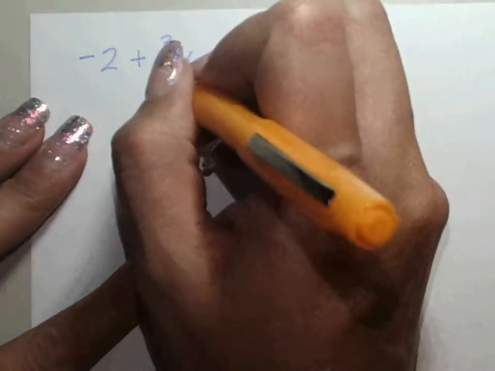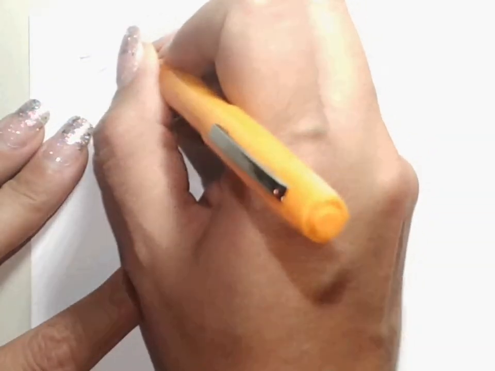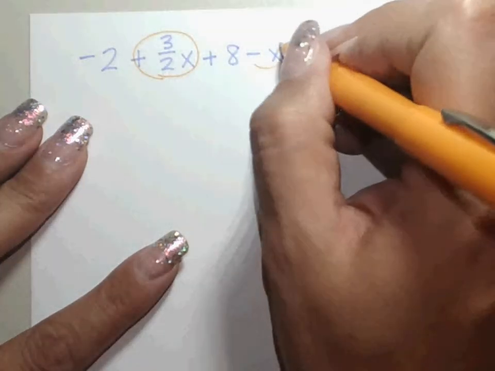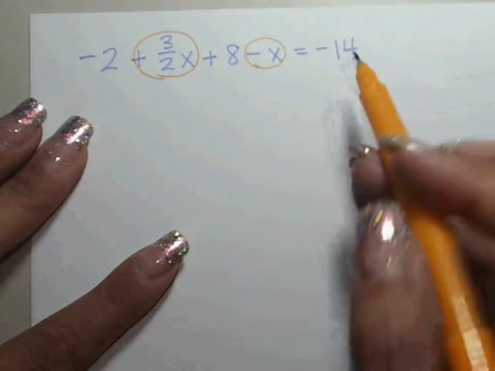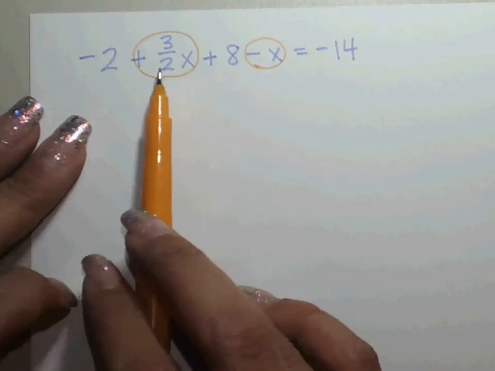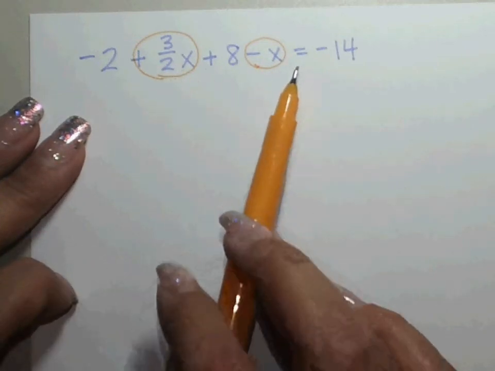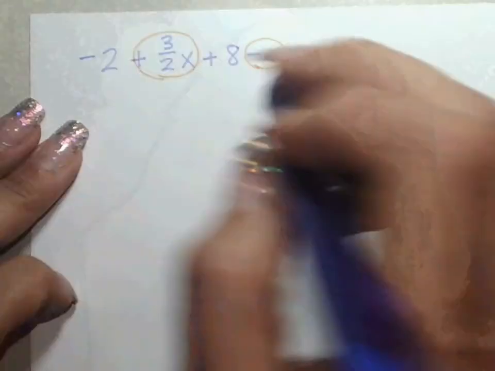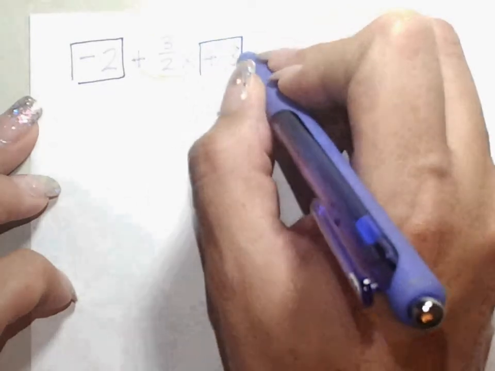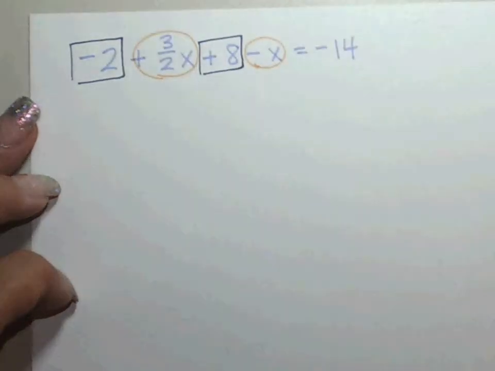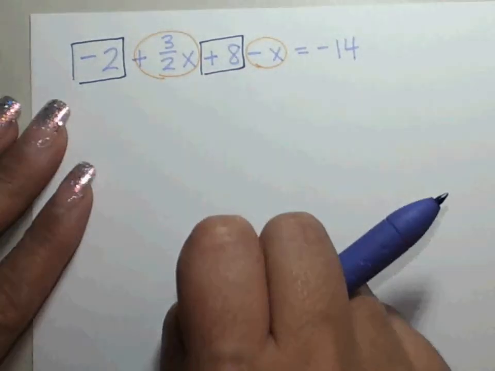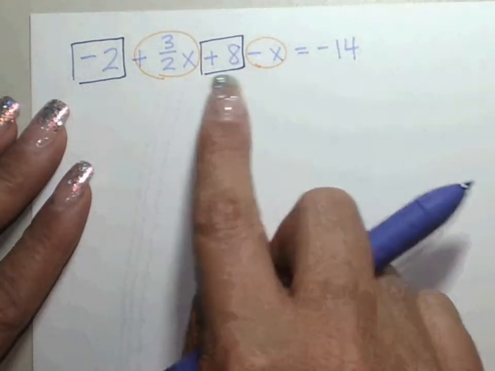Typically I like to circle my x's, so I've got this positive 3 halves x, then I have this negative x. The important part about the circling process is that you remember to circle the sign in front of whatever number you've got. And then I also have negative 2 and positive 8. Notice it's a different visual where I've boxed my constants, and my terms that have a coefficient and a variable are circled.